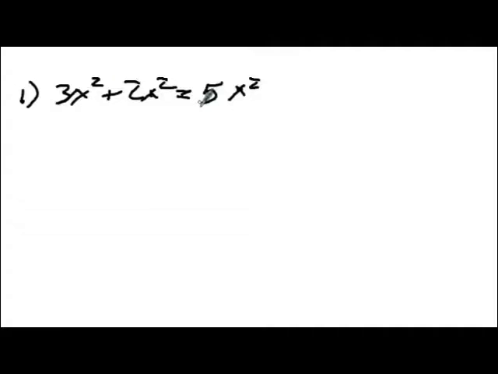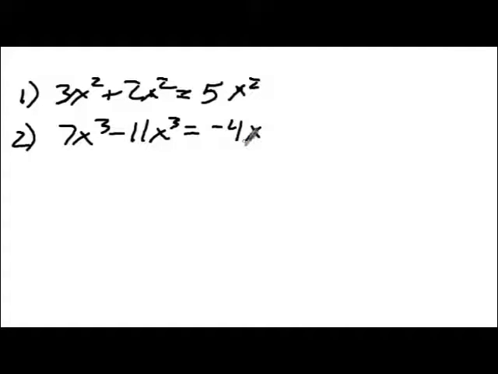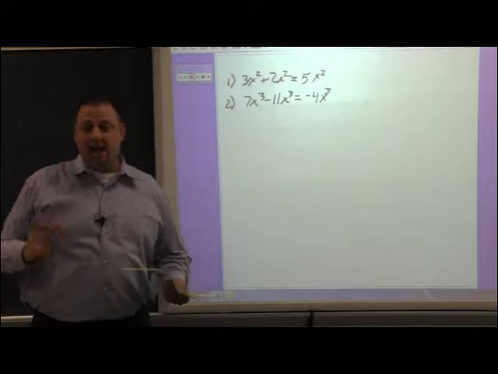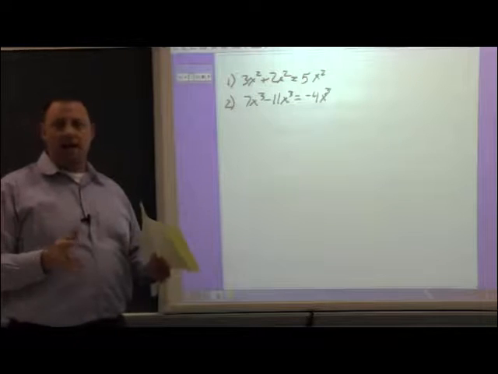Another example. If I had 7x cubed minus 11x cubed. Both terms have x cubed. You cannot subtract these if it was 7x cubed minus 11x to the fourth. They have to have the same powers. X has to have the same power. So all you do is you take 7 minus 11 and you get negative 4. And you keep the x cubed. That's how you add terms with like exponents.